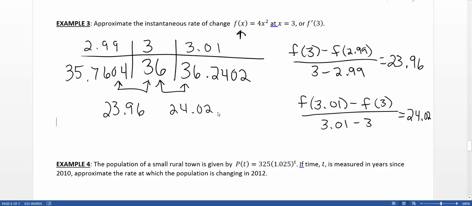So remember, I'm trying to figure out what this is approaching from the left and the right. Now I could average them. However, I feel fairly comfortable saying that these look like they're approaching 24. And again, this is a best guess, so I'm going to use approximation since I'm not entirely sure yet. But I can say the instantaneous rate of change at 3 is approximately 24. So that's how I set these up when I have a function and I want to approximate the rate of change. Let's look at another.